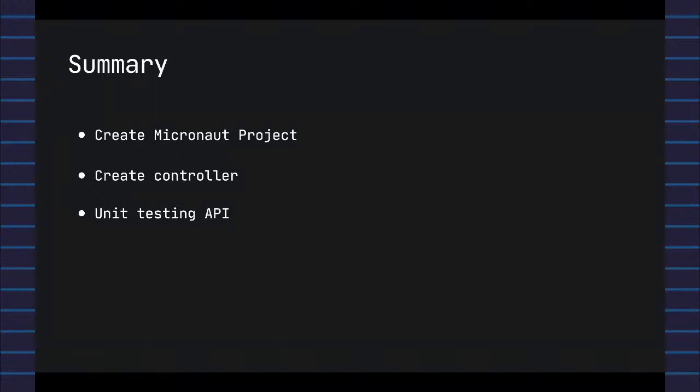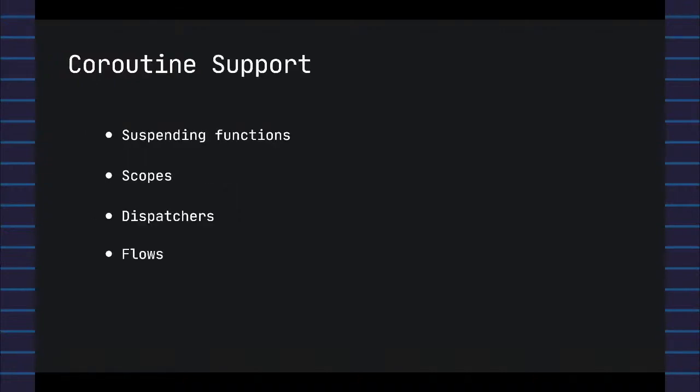So let's build on top of this knowledge and look at how to use coroutines. Micronaut has support for Kotlin coroutines, and you can utilize these different things in your controller. You could have suspending methods. You could also create your own scopes.